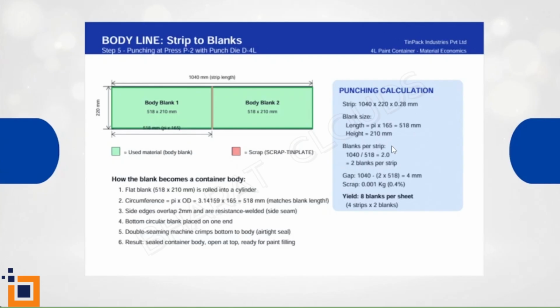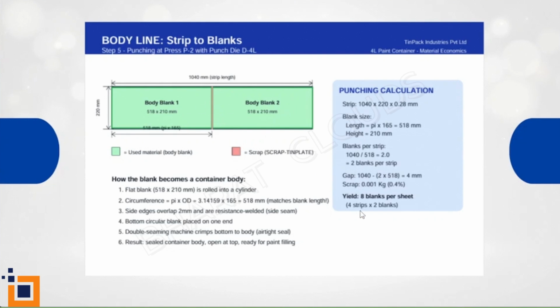How many blanks from one strip? 1040 divided by 518 gives us exactly 2 blanks per strip. The gap between them is just 4 mm. 1040 minus 2 times 518 equals 4. That's 0.4% scrap, practically nothing. You can see the color coding in the diagram. Green is used material, red is scrap. Almost the entire strip becomes product.